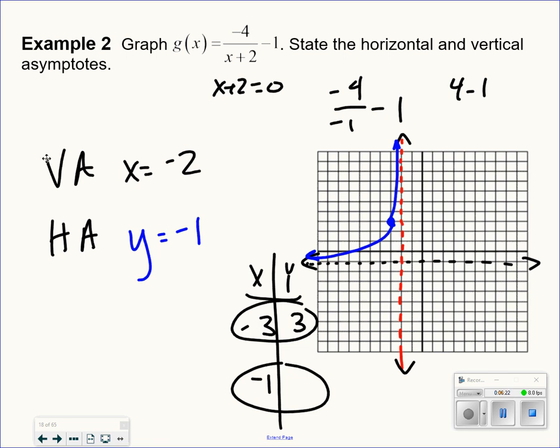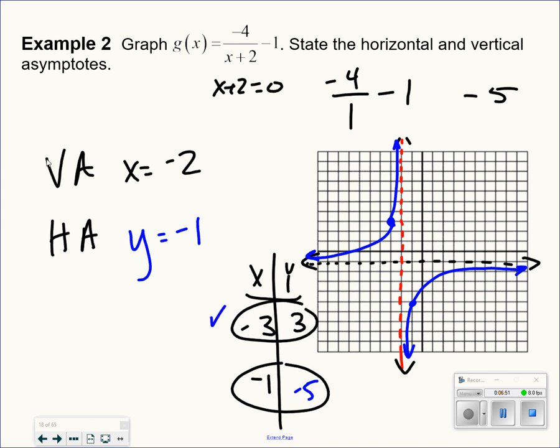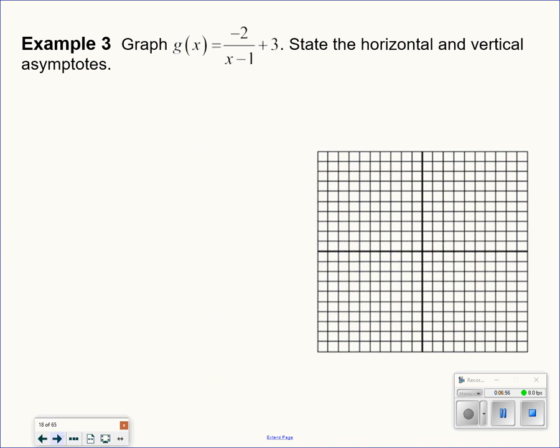So let's say I plugged in -1 now for x. If I plug -1 in for x, I'm going to get -4 divided by 1. So then I get -5. So if I plug in -1, I get -5. And so that tells me it's going along the asymptotes in the bottom right-hand corner. So just doing one point will tell me exactly where I should graph this along the asymptotes.